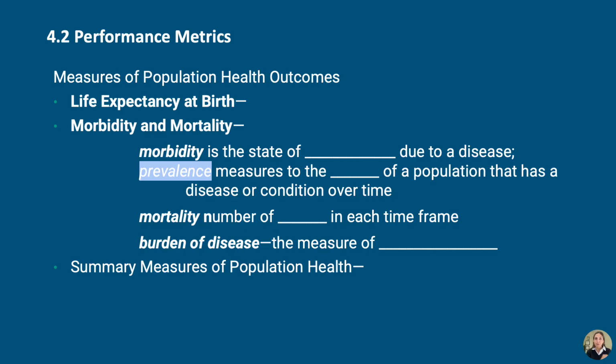When we think of burden of disease, this is the measure of both of these indicators together. And when we think of the summary measures of population health, this is combining data from basic metrics to represent health in a single number.